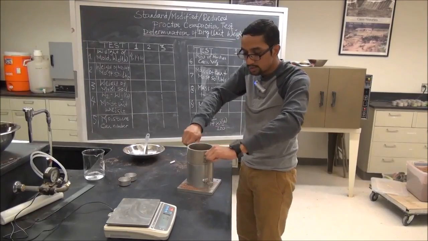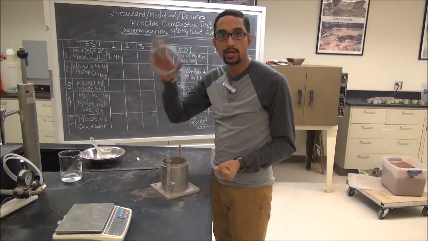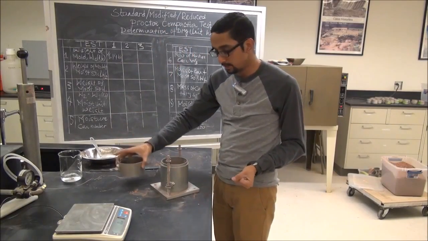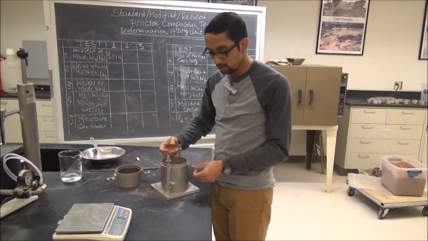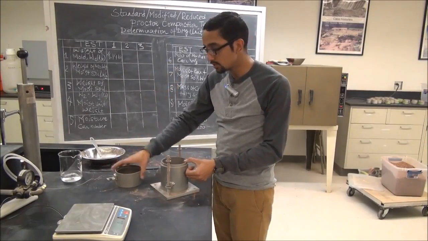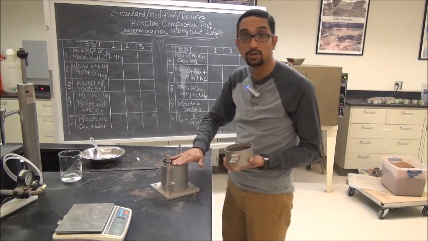The next thing to do is take this collar out. Now we have taken out the collar from the top. While compacting your soil, sometimes it may be the case where your soil might come towards the collar. So after removing the collar, you want to make sure you flush it to the top.